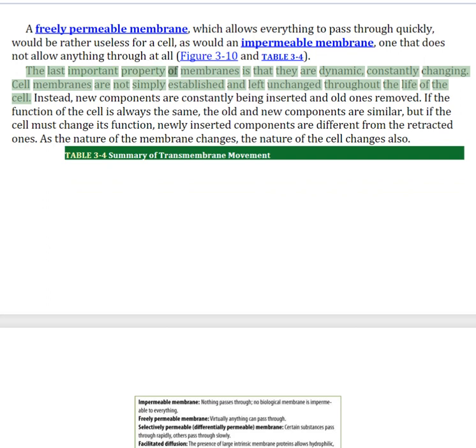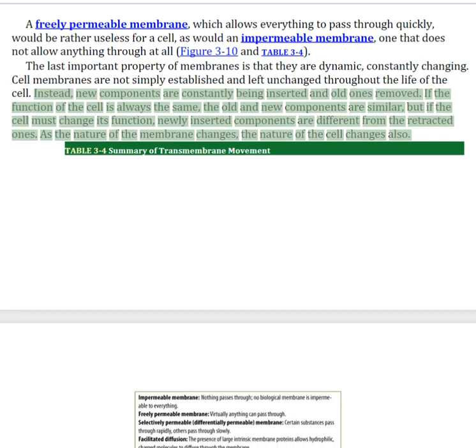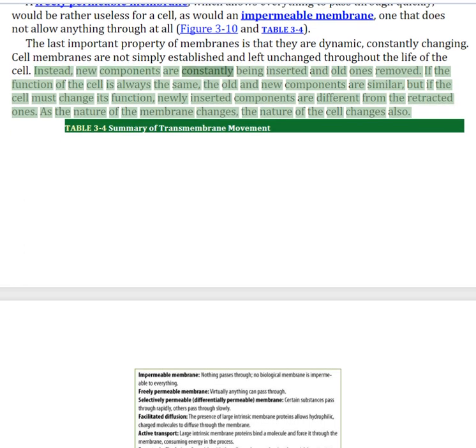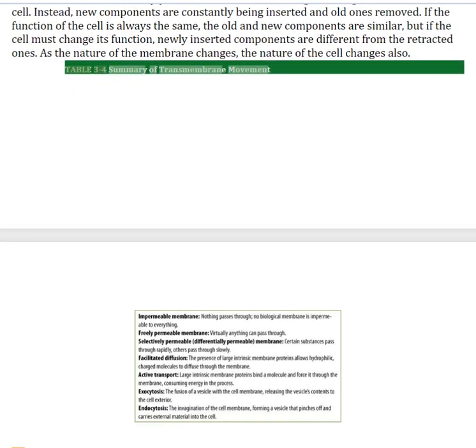The last important property of membranes is that they are dynamic, constantly changing. Cell membranes are not simply established and left unchanged throughout the life of the cell. Instead, new components are constantly being inserted and old ones removed. If the function of the cell is always the same, the old and new components are similar, but if the cell must change its function, newly inserted components are different from the retracted ones. As the nature of the membrane changes, the nature of the cell changes also. Table 3.3: Summary of transmembrane movement.